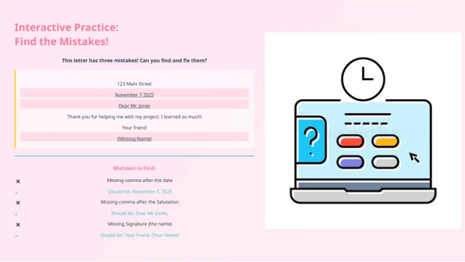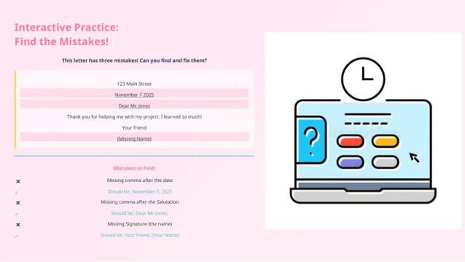Here, you see a sample letter that has 3 mistakes. Your challenge is to find and fix these errors. First, look at the date on this letter. Notice that it says November 7, 2025. The correct format for dates in formal writing is to include a comma after the day. So, it should be November 7, 2025.